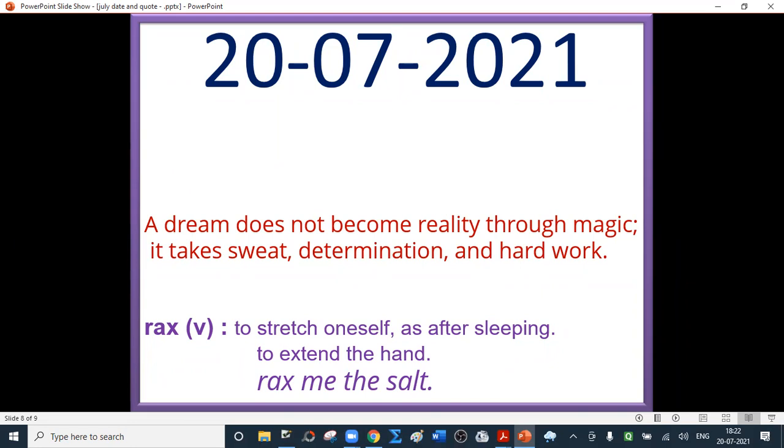Today's word is "rags": to stretch oneself as after sleeping, to extend the hand. Rags means the salt.